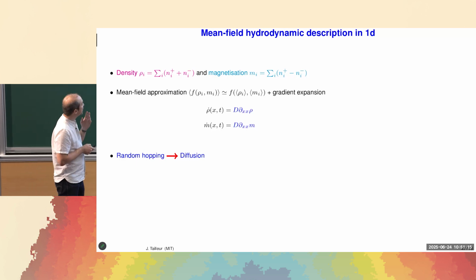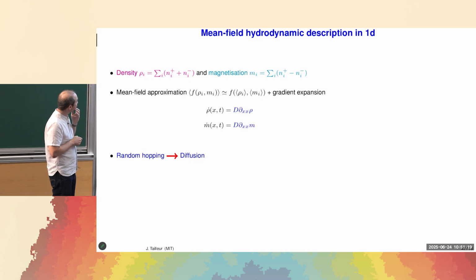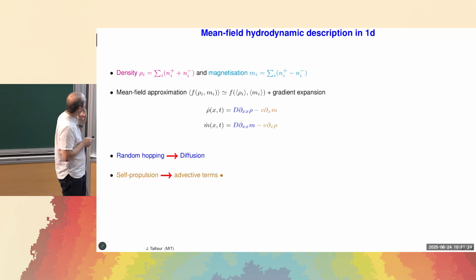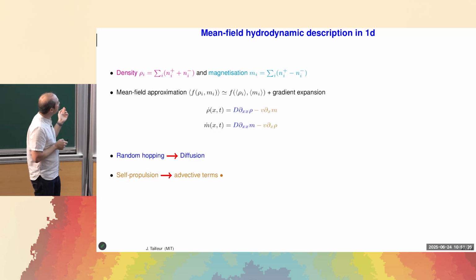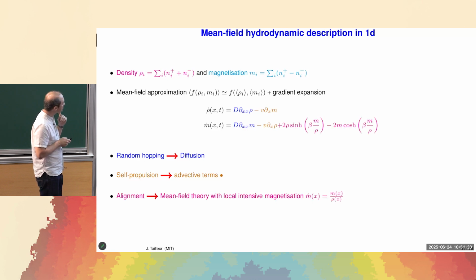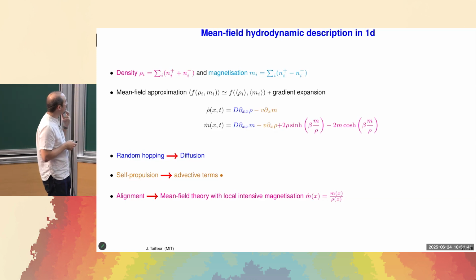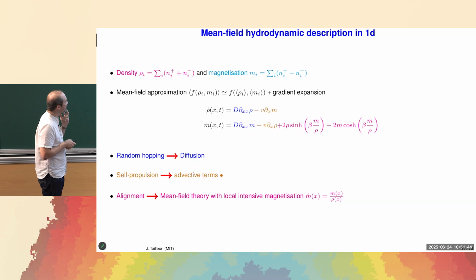So you have random hopping on your lattice that will give you diffusion. And I don't know why these are x, so this is 1D, but okay, that should be a Laplacian. You have self-propulsion only along x, so these terms are only along x, and they're advective terms. And you have an alignment which is on site, so you get the standard expression that you would get for your mean field theory of fully connected Ising model.